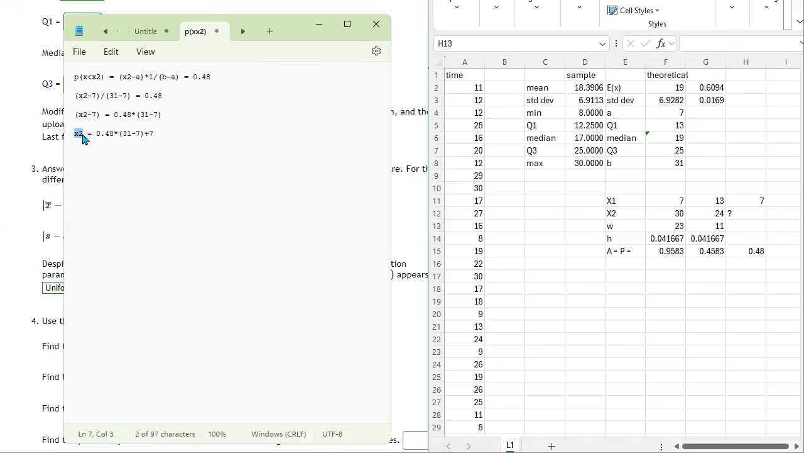This x2 here is the 48th percentile. If you want to calculate a formula for this, it's whatever percentile it is, 48th in this case, times the b minus a, plus the a. And that's how you get the 48th percentile.